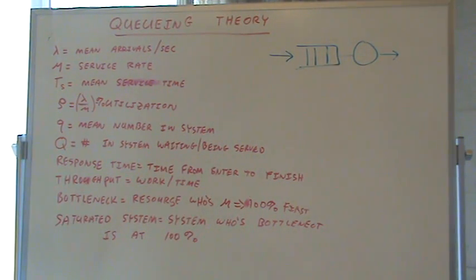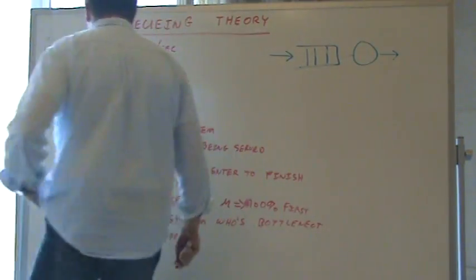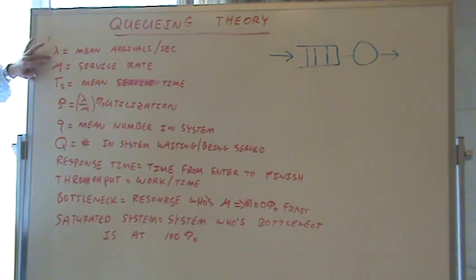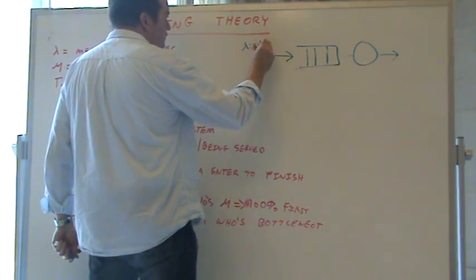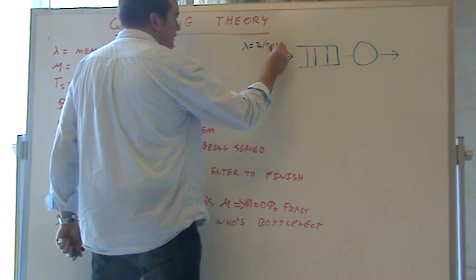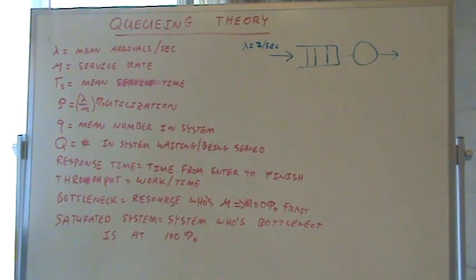For the queuing system, we want to know a few attributes. I'm going to use a couple of Greek letters here. It's traditional to use lambda as the rate at which stuff arrives to the queue. So for example, lambda for this queue could be 2 per second. A rate is always an amount divided by time.